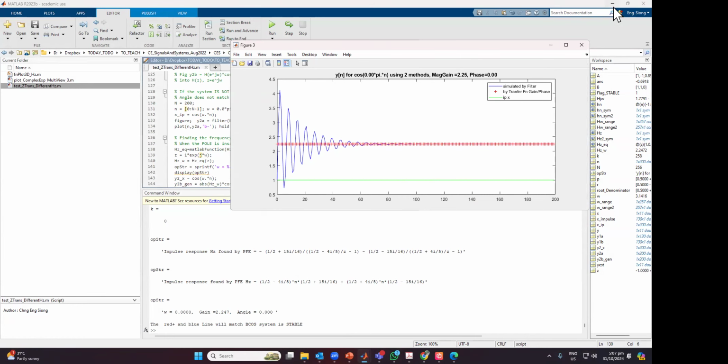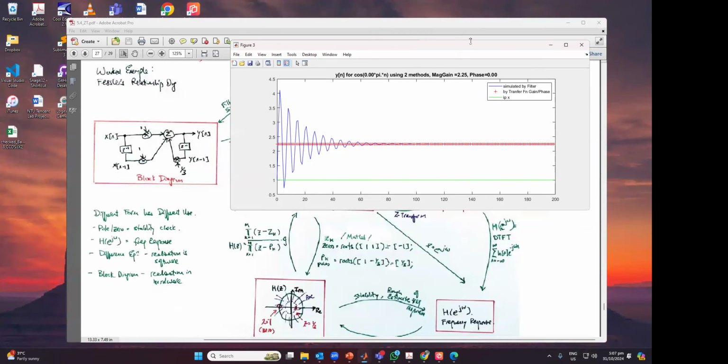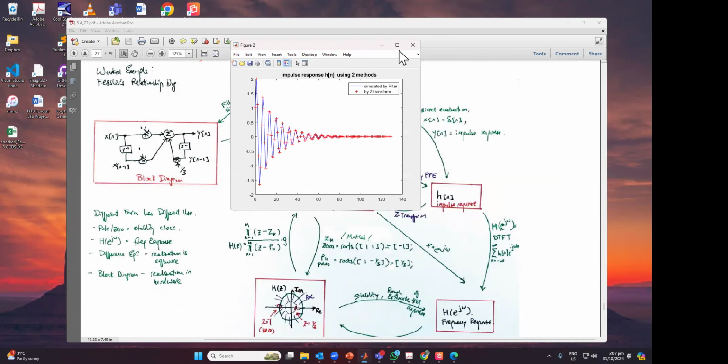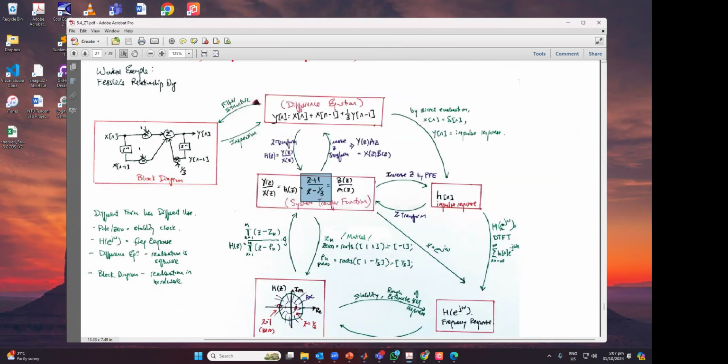Okay, I'm done. I've taught you almost everything of this whole diagram, right, guys? So in 2 hours, we have gone from the difference equation to the block diagram to the Z domain, the system transfer function, to the poles and zeros. We showed you how to calculate h[n] using brute force as well as inverse Z transform, and we used H(e^jω). All done in 1 hour and 40 minutes.